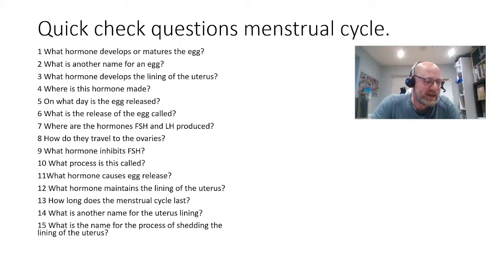Egg release is not progesterone. What causes the egg to be released? It's one of the pituitary ones. It's LH. 12 is progesterone, which maintains the lining.